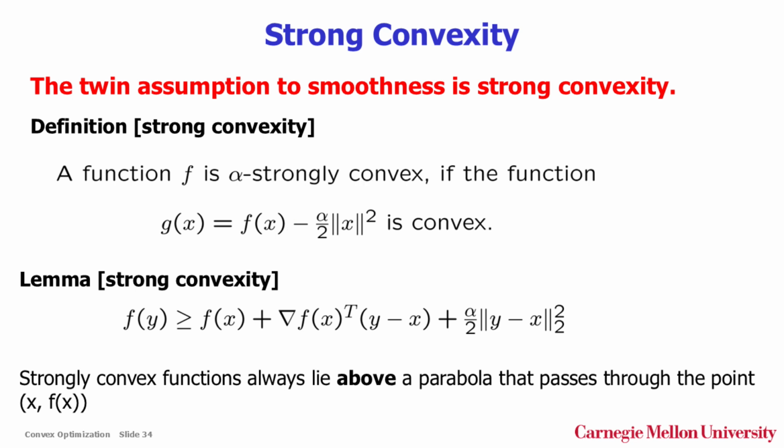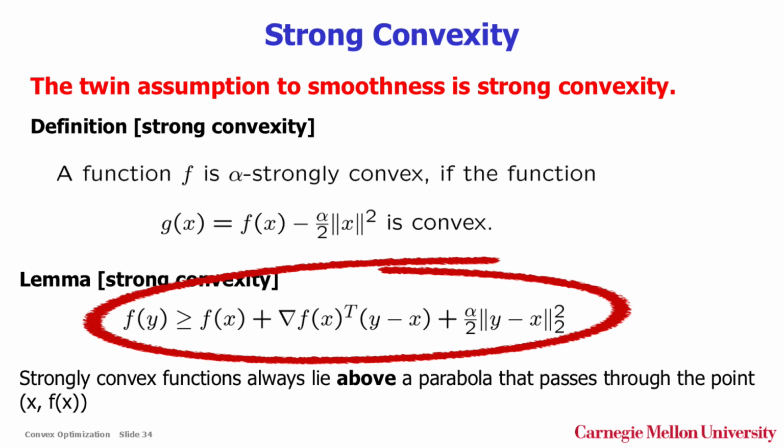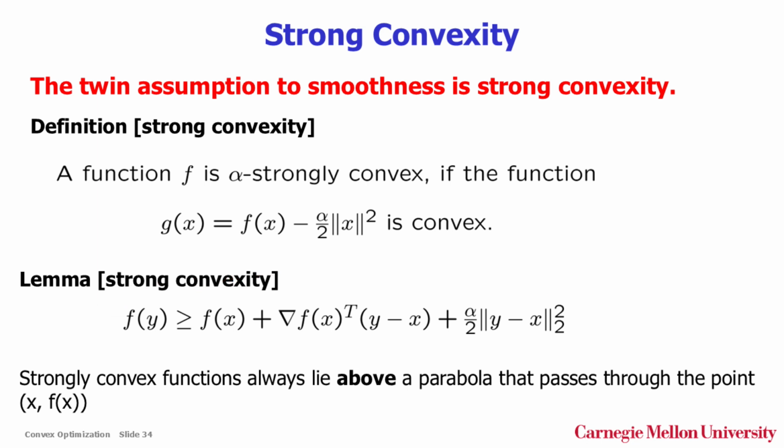We already know that when a function is beta smooth, then it lies below a parabola passing through x and f of x. However, when a function is alpha strongly convex, then it lies above a parabola that passes through x and f of x. Because of this property, we like to say that strong convexity is a twin or opposite assumption to smoothness.